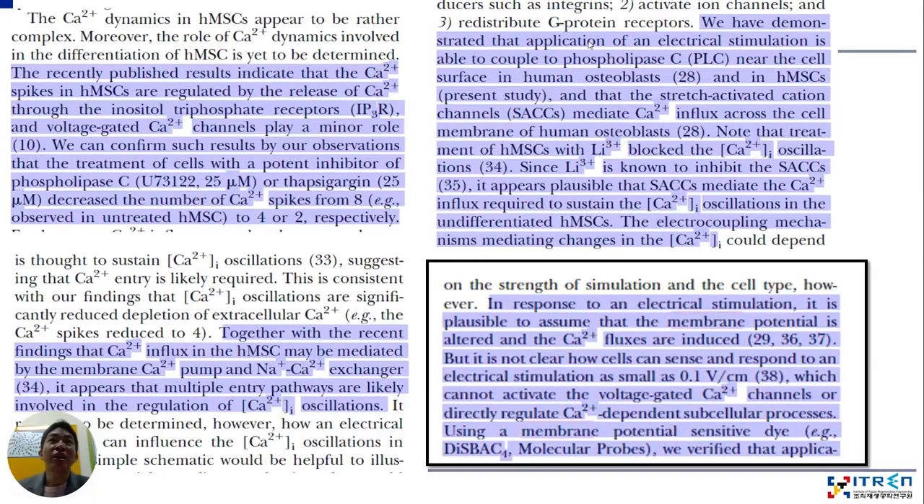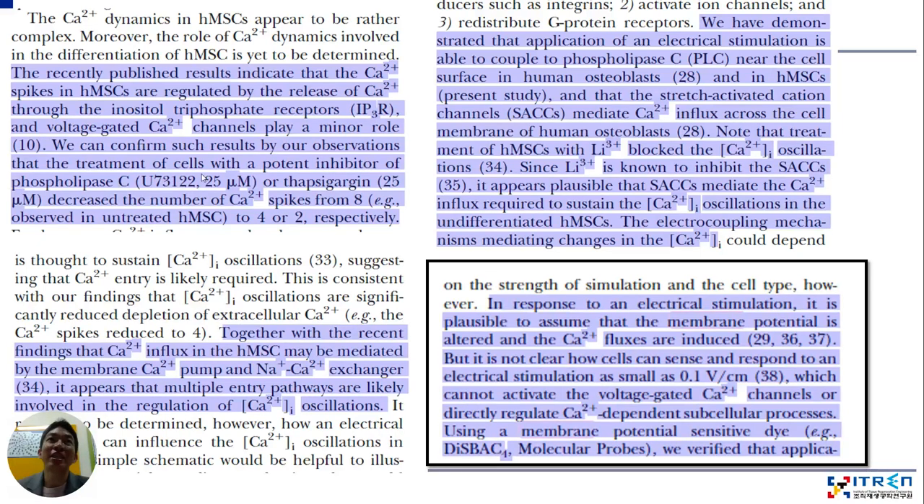And then here, this is how the article describes their discussion part. Recently published results indicate that the calcium spikes in human MSC are regulated by the release of calcium through the inositol trisphosphate receptor, IP3R, which is located in the ER, and the voltage-gated calcium channel, which is located in the cell membrane, plays a minor role. So they mentioned that IP3R in ER is the major one, but the voltage-gated channel in the cell plasma membrane plays a minor role.